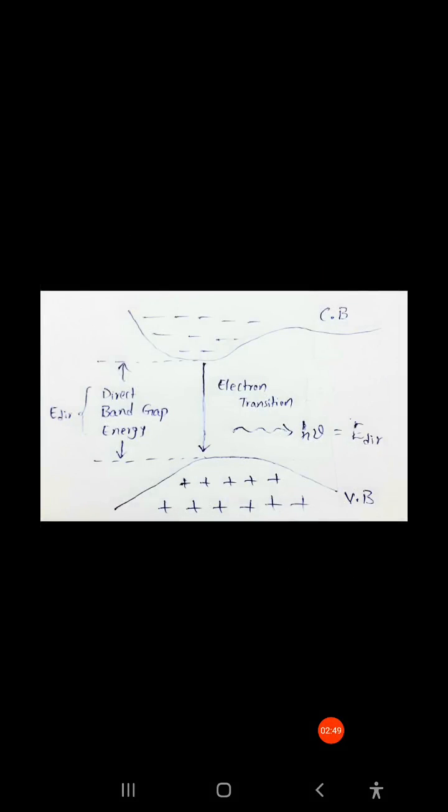Now if you see this figure, this one is the conduction band and this one is the valence band. The gap between these two bands is the direct band gap energy, that is E direct. So whenever it is connected in forward bias, the electrons are going to combine with these holes, that is electron transition. Whenever the electron recombines with the hole, it will emit a photon.